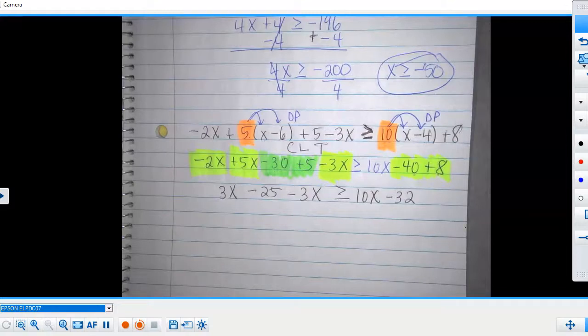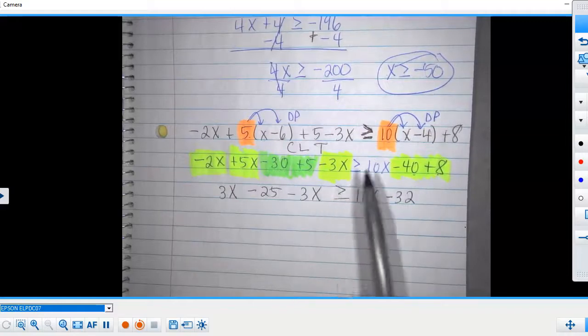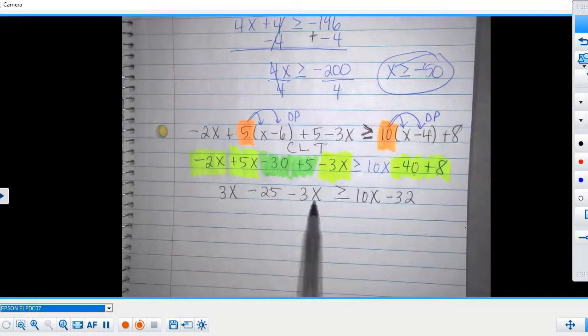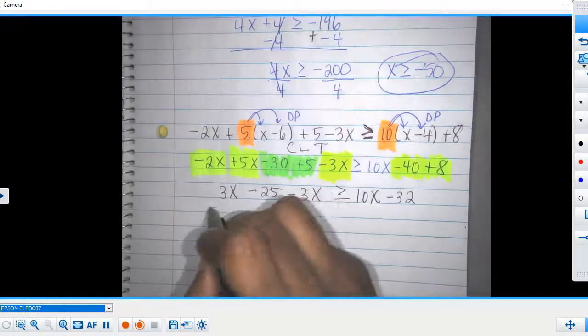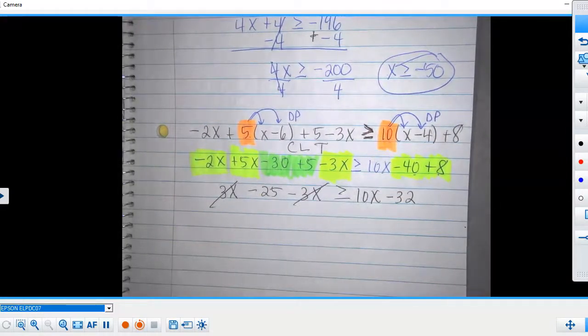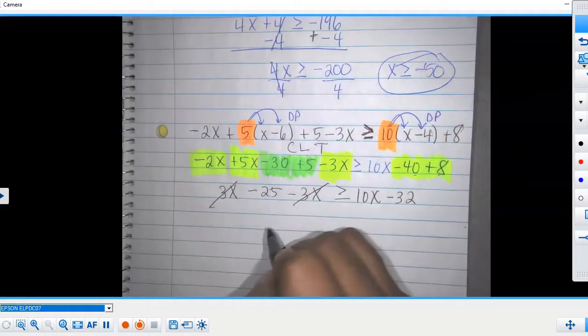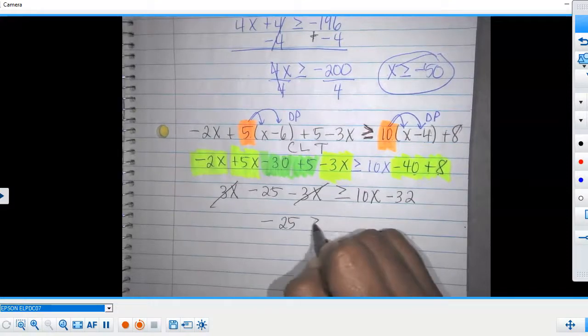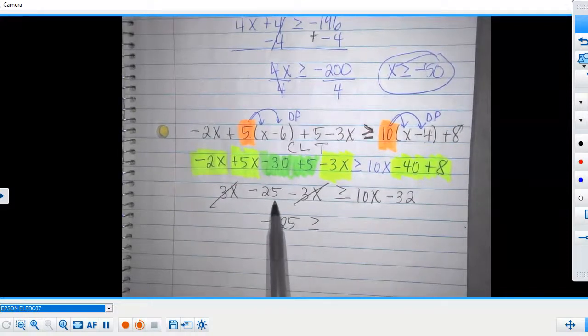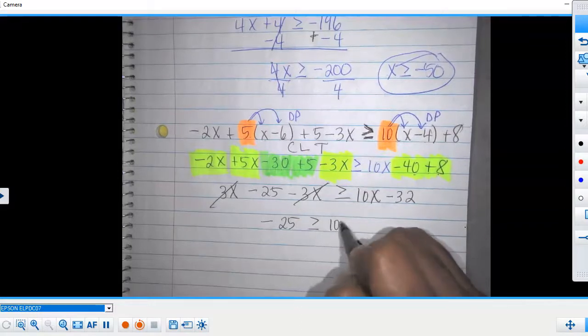Now, we go back to the left, and look what we figure out. So we've taken care of CLT. We combined the like terms. But then we still have some more CLT because guess what? These two x's are still there. So, what do you know? It cancels out. That's okay. So all I have left on the left side is that negative 25. Make sure you keep the sign on that 25. And then I still have these unlike terms. So I'm just going to drop this down.